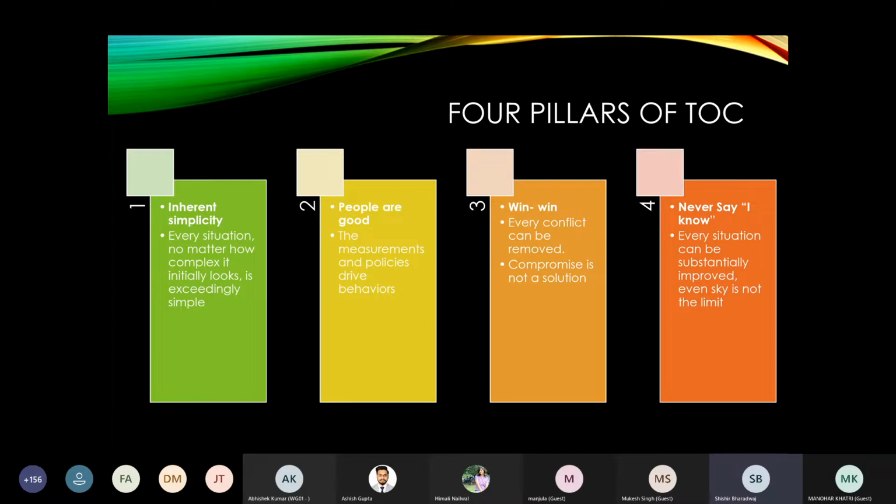What is win-win? Every conflict can be resolved, every conflict can be removed, and below that, compromise is not a solution. So win-win is what we have been hearing of, but we have worded it differently here because we think what people call win-win is nothing but a compromise.